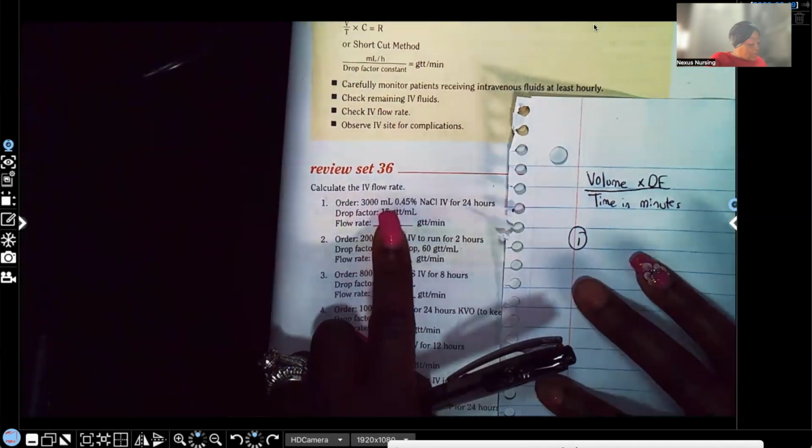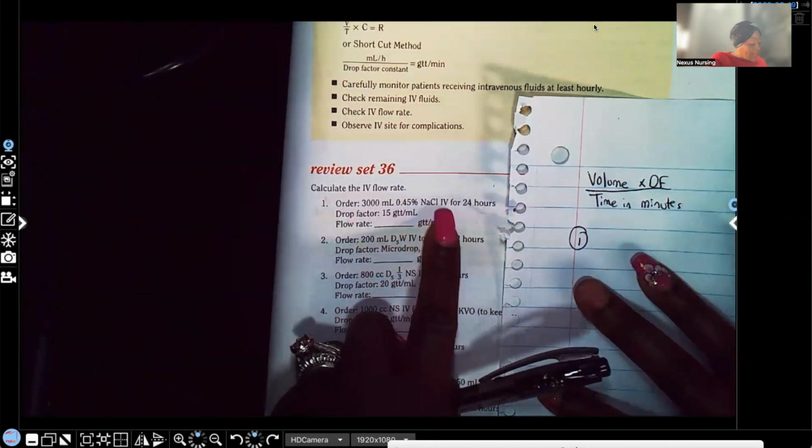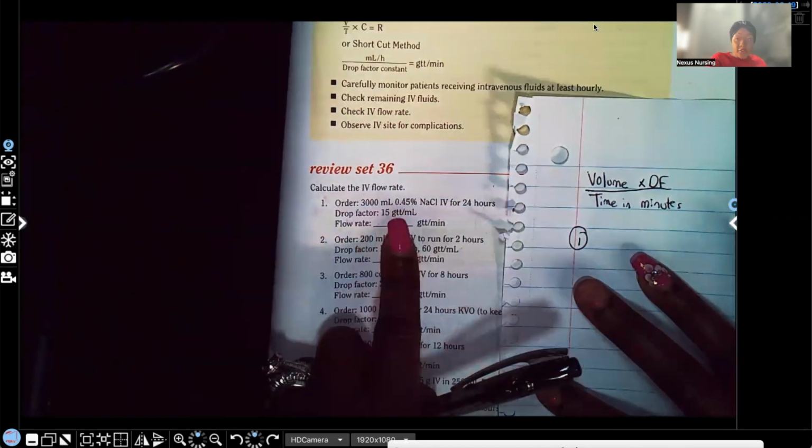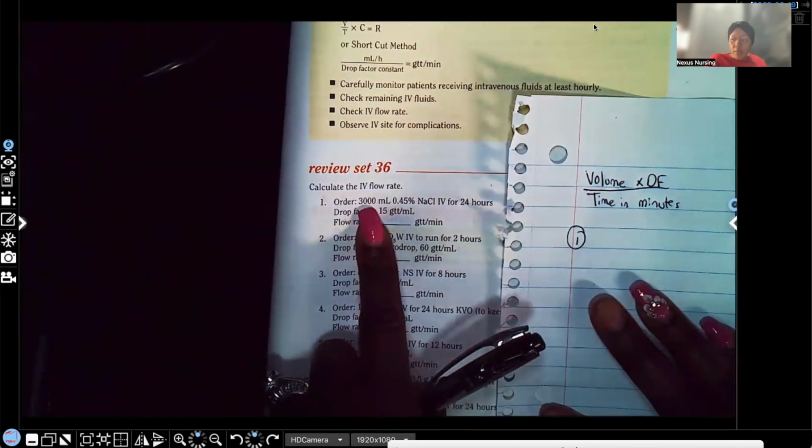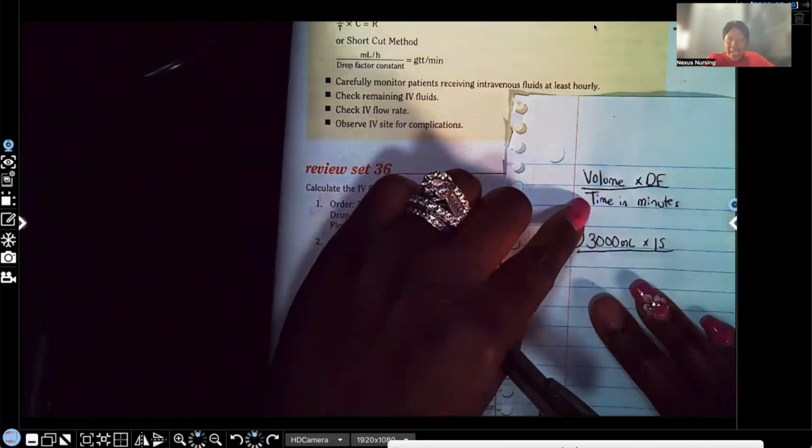So number one, it says 3,000 milliliters of half normal sodium chloride IV for 24 hours. The drop factor is 15. What are you going to give? Let's plug in our numbers, guys. The first thing we're going to start with is our volume. What's our volume? 3,000 mL. That's what was given to us, guys. So we're going to put that in. 3,000 mL times drop factor. They give it to you. The drop factor is 15. All over what? Time in minutes.